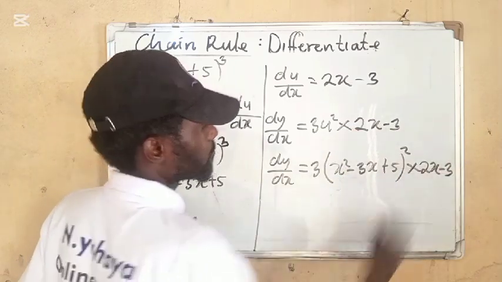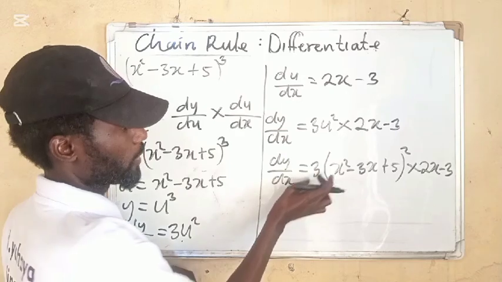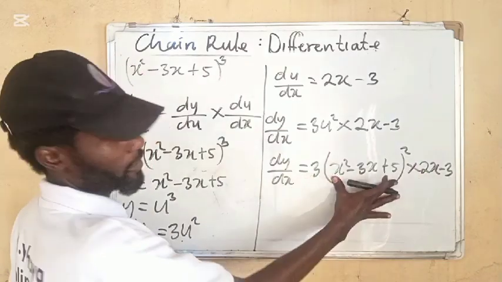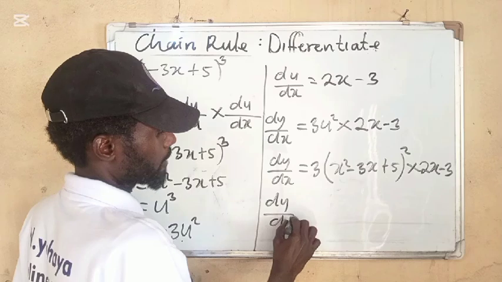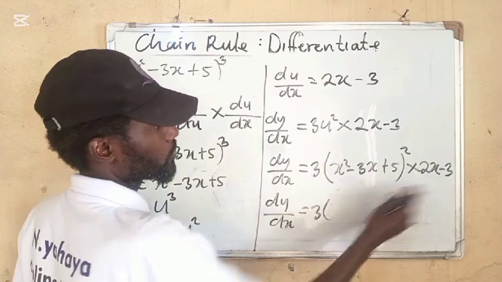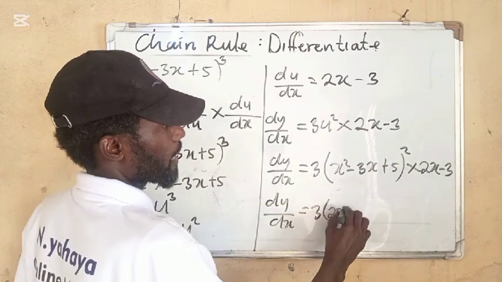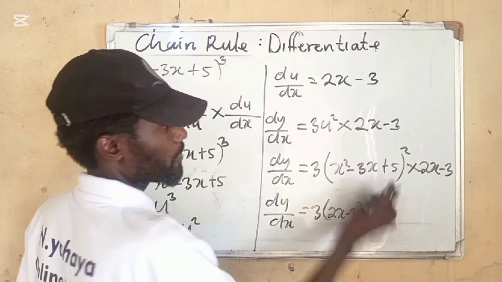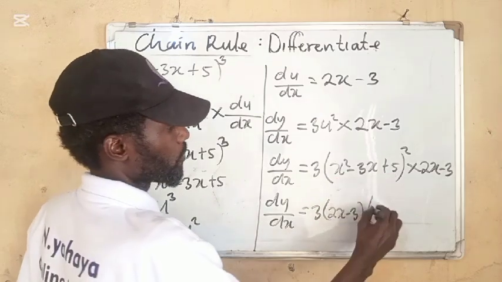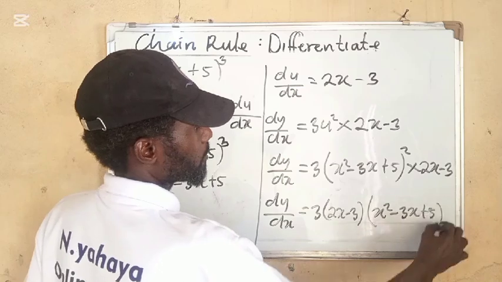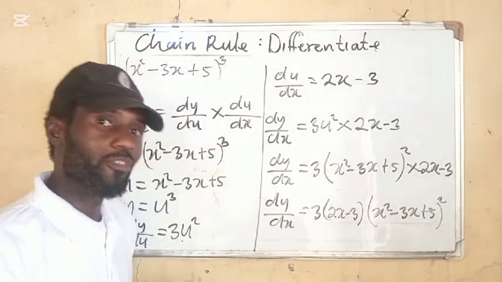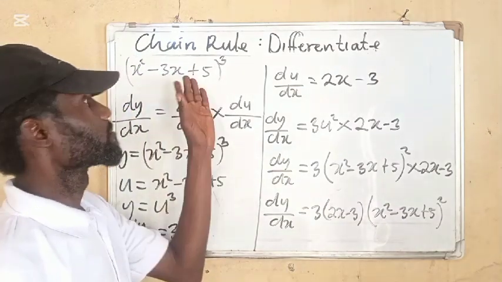Times it by 2x minus 3. If that is the case, we can take this and times it by this, then times it by the content of the bracket. So dy/dx is equal to 3 into 2x minus 3 times x squared minus 3x plus 5, then we square it. So that is the derivative of this function.